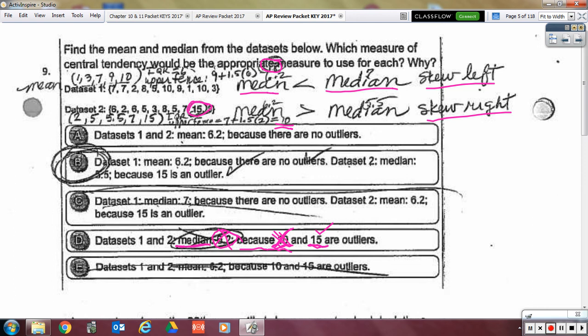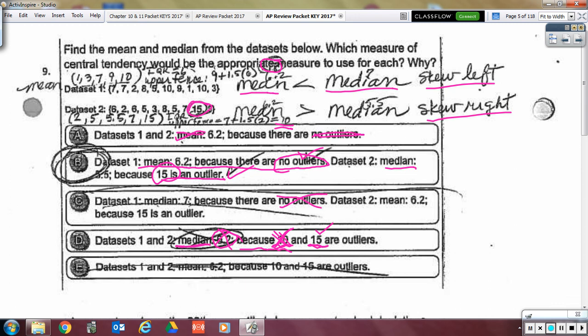This says they both use the mean and that there are no outliers. This one says the first set you can do mean because there are no outliers. That is true, no outliers in the first set, but data set 2 uses the median because 15 is an outlier, and so that was true. And so then the other ones had problems.